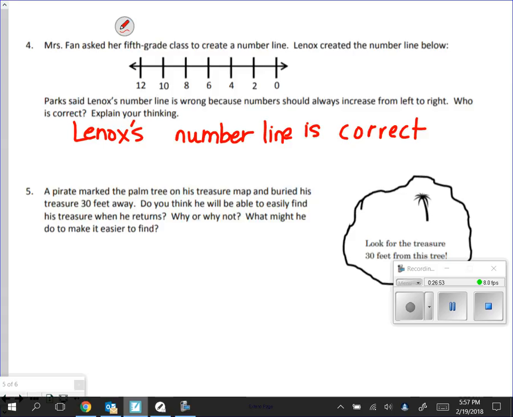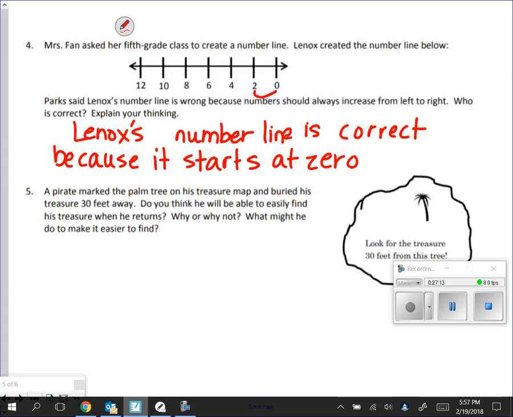It is correct. Because it starts at 0. And one of the other things that I didn't bring up was she has even intervals.